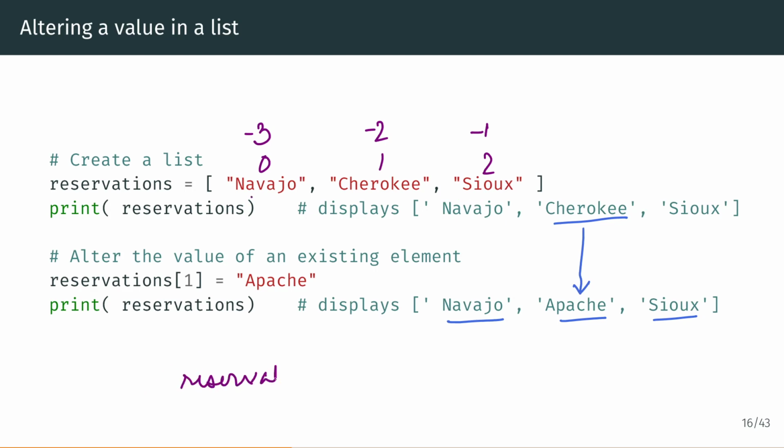Okay, so you can access the first element using reservations 0, okay, that is equal to Navajo, you know that, right? Navajo.